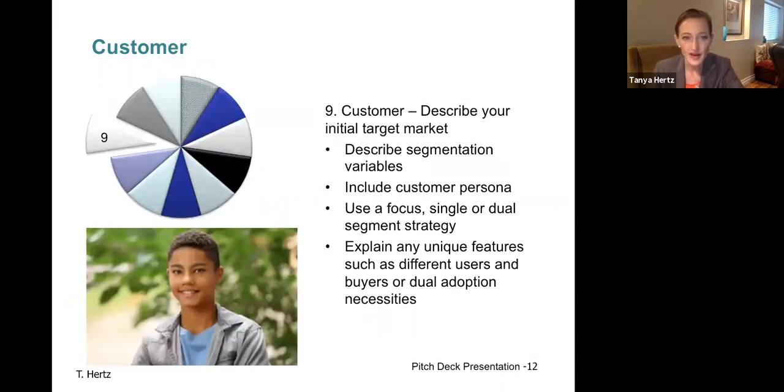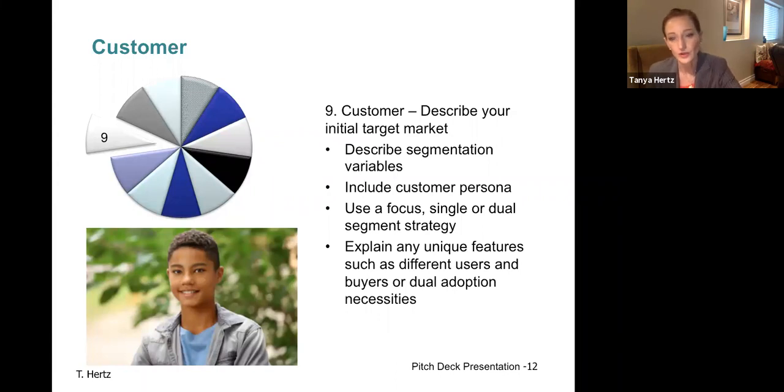Okay? And the customer section is very important in our pre-model canvas, identifying that initial target market, the first users of our product or service. We're not saying how big the potential market is in general. We're talking about who we are going to reach out to first. So this is where you show your market segmentation table.